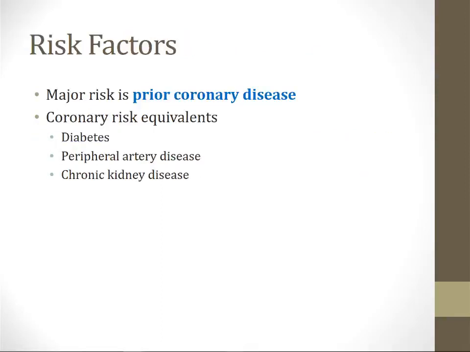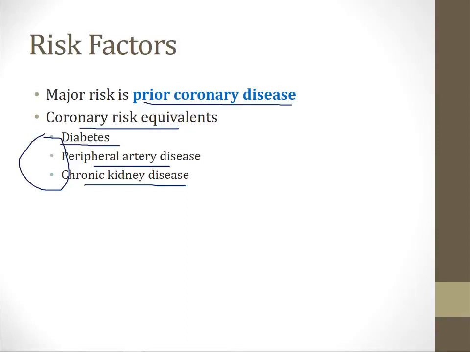The most important risk factor for developing angina or an acute coronary syndrome or a myocardial infarction is prior coronary disease. Patients who have had one episode of coronary disease are at very high risk of having another. There are also a number of conditions that are called coronary risk equivalents, and what this means is the risk of coronary disease among these groups is just as high as among patients who've had prior coronary disease. So coronary risk equivalents to coronary disease are diabetes, peripheral arterial disease, and chronic kidney disease. Patients with any of these conditions have just as high a risk of having coronary disease as a patient who has already had a coronary event.